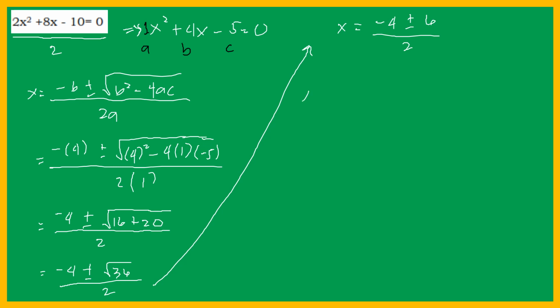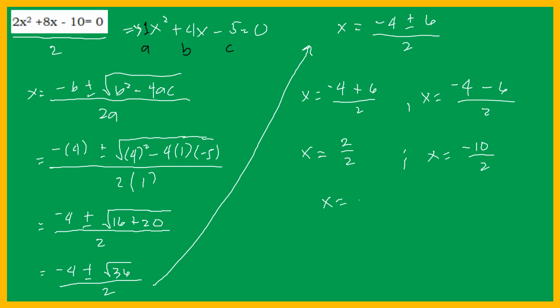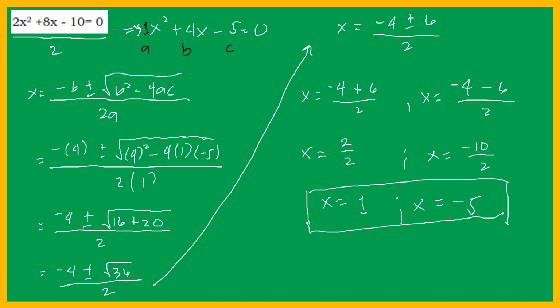Then paghihiwalay natin, so x is equal to negative 4 plus 6 all over 2, and x is equal to negative 4 minus 6 all over 2. And then simplify, we have x is equal to negative 4 plus 6 is 2 over 2, and x is equal to negative 10 over 2. Then simplifying, our solutions are 2 divided by 2 is 1, and negative 10 divided by 2 is negative 5. Therefore, these are our solutions to the given quadratic equation.